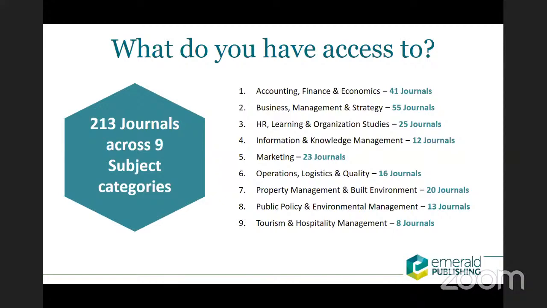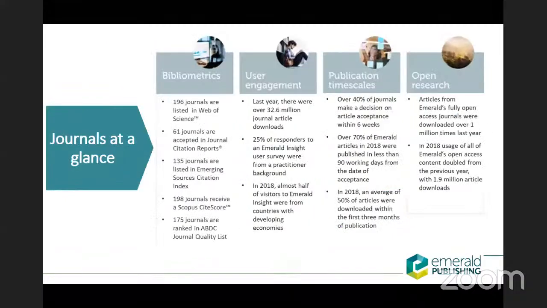Now, in terms of bibliometrics and other metrics, where do all of these 213 journals stand? Out of these 213 journals, 196 are listed in the Web of Science. And how do we come to this 196? 61 of these journals are accepted in the Journal Citation Report, which means that they have an impact factor. 135 are listed in the Emerging Sources Citation Index. 175 of these 213 journals have an ABDC journal quality ranking.